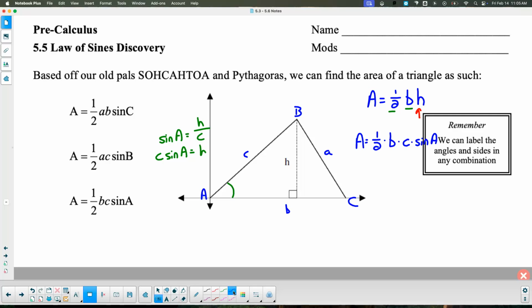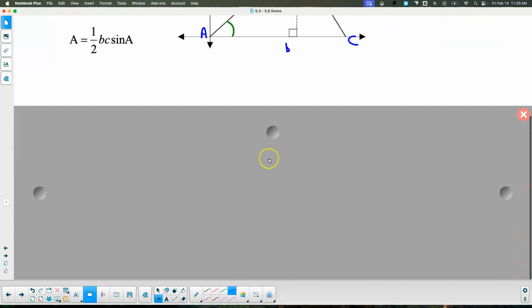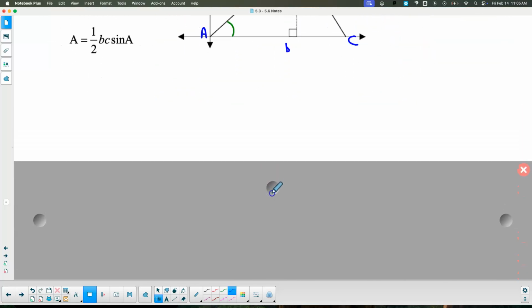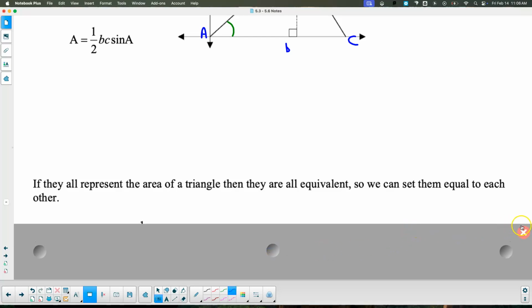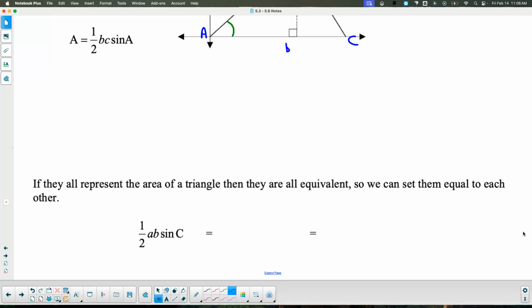Okay? That's how we develop those. And we can adjust those letters however we need, instead of rotating the triangle in your brain and switching that height to each different side. You can just rotate your letters as opposed to rotating the triangle. So you get these three. Well, with those three, because they all represent the same triangle, I can put them all together.